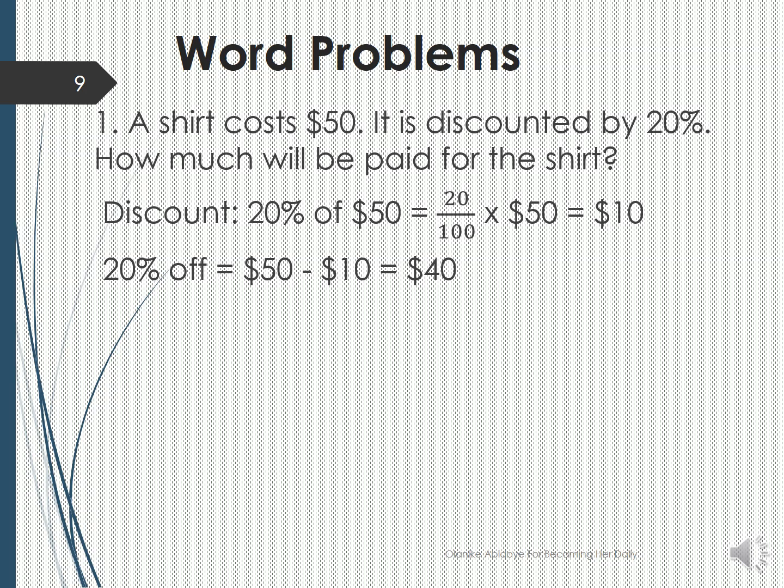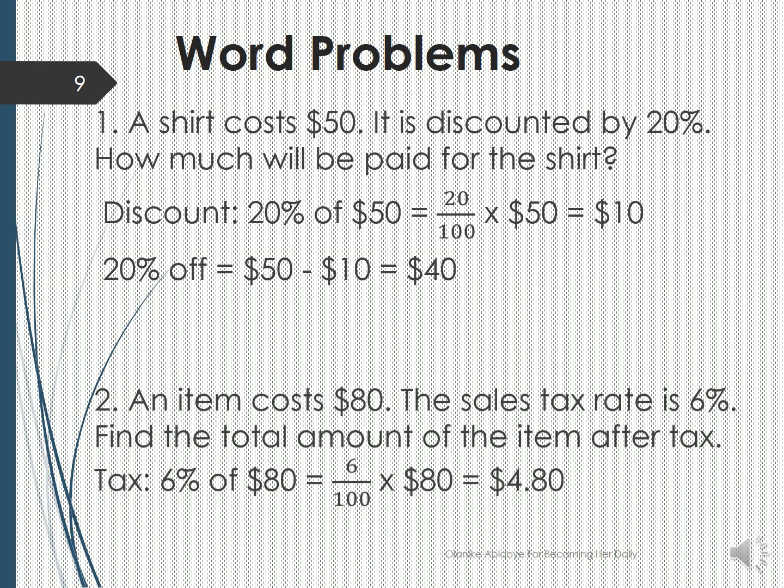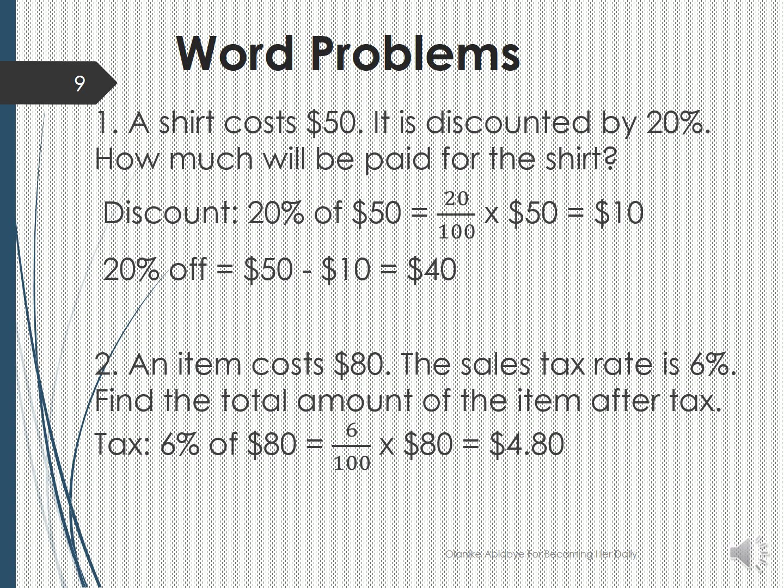Then what will be the amount paid? The amount to be paid will be the original amount, which is 50, minus 10, and that will give us $40. So when you take the 20% discount off the original, the answer will be $40. That means the cost to be paid will now be $40.